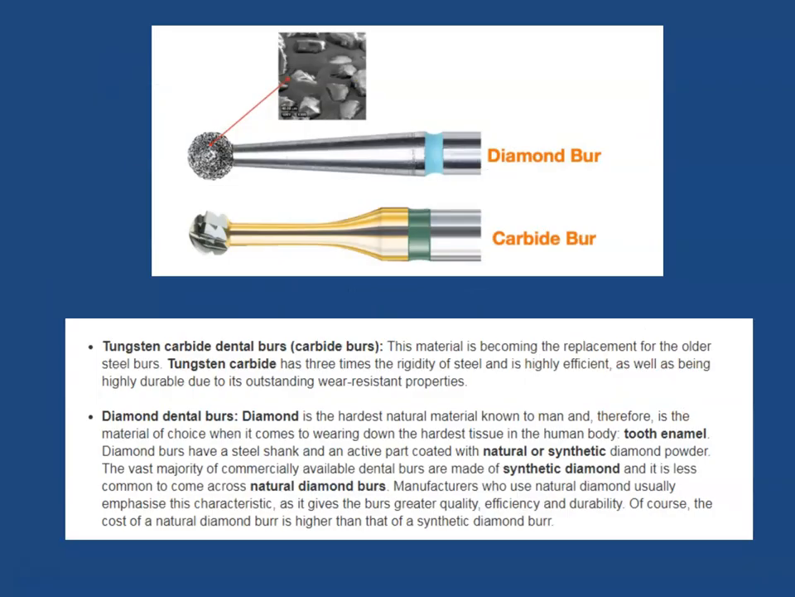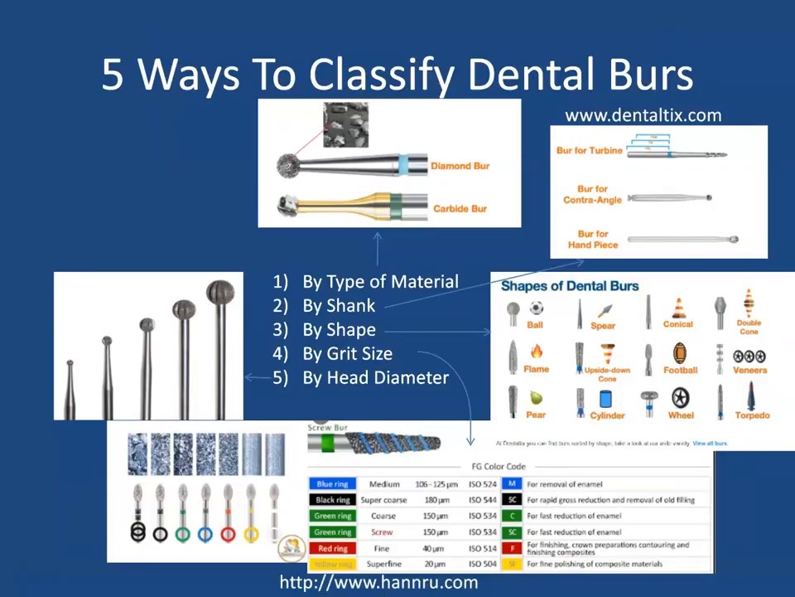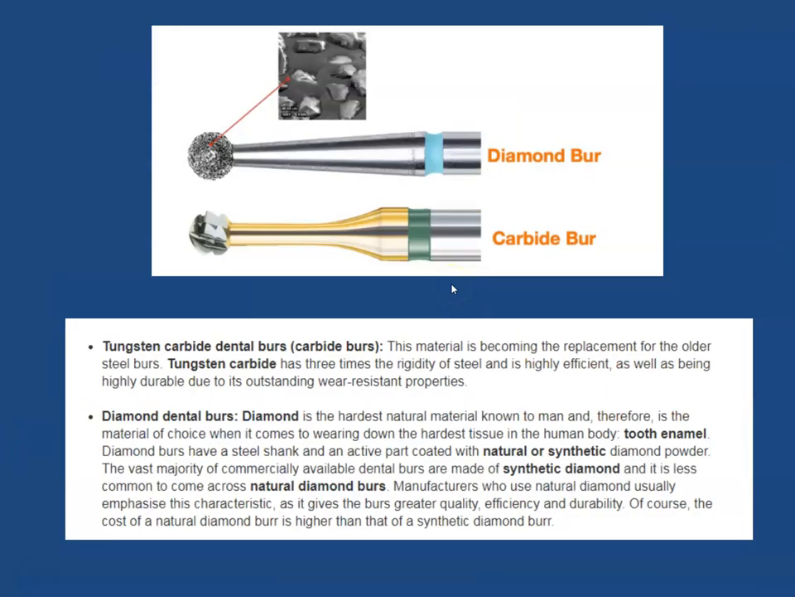Now if we look carefully at part 1, the first classification by the materials, you could have the burrs made out of carbide, tungsten carbide burrs, and this material is becoming the replacement of older steel burrs. That's what they used to be. Tungsten carbide has 3 times the rigidity of steel, has outstanding wear resistance, and is very durable.